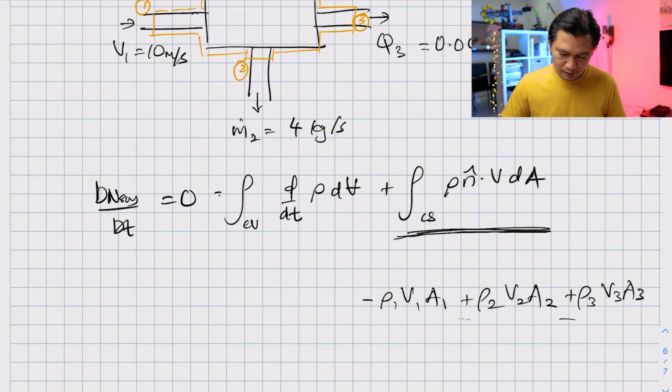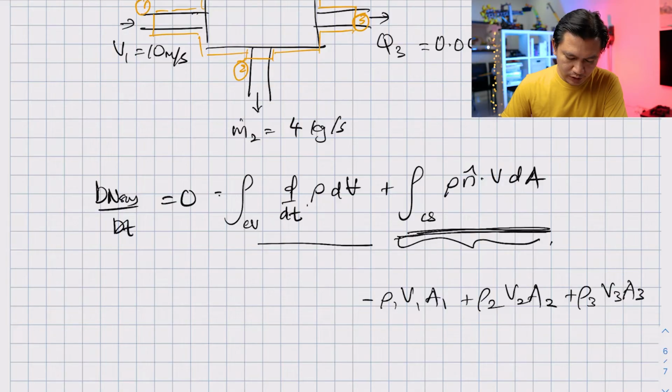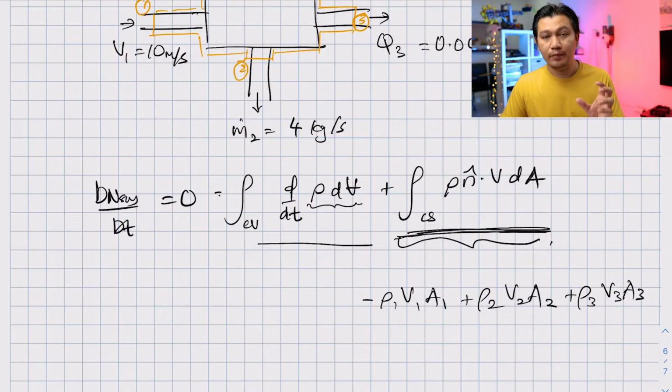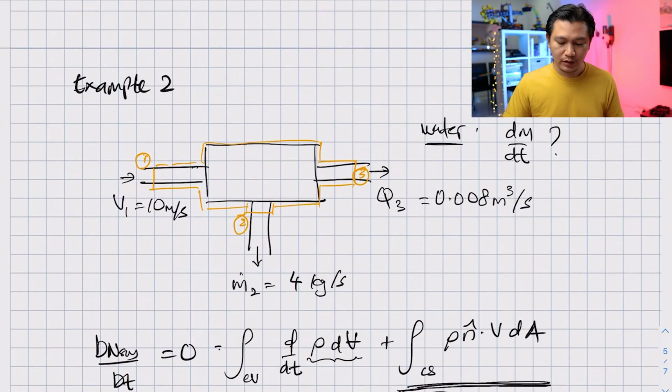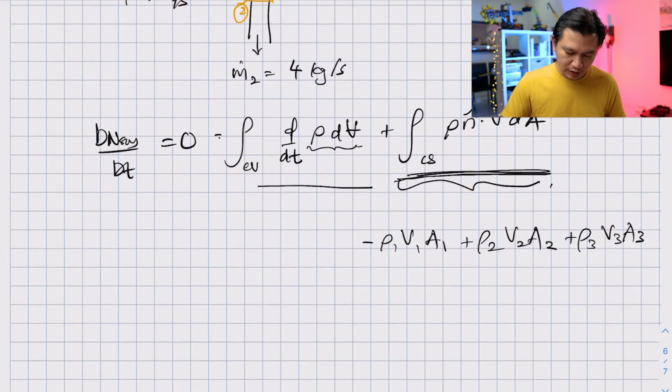Okay, so now this part is done. And what happens to this one? We know that rho times dV is mass. The reason we need to integrate this is if the rho changes with volume. But now, because the medium is water, we know that the density will not change. So this term can be simplified as dm over dt, and this will equal 0.